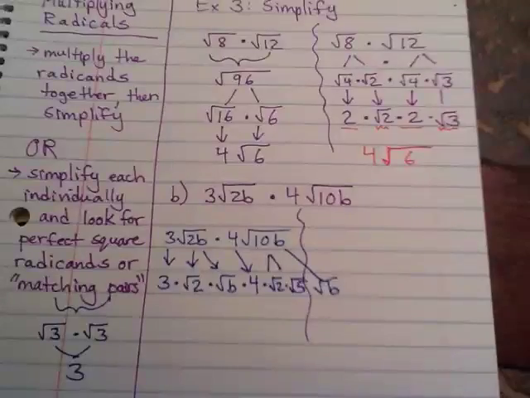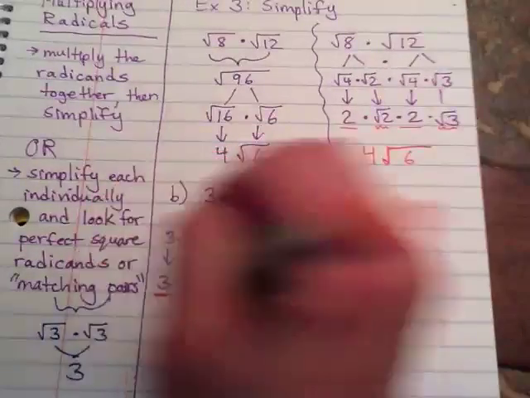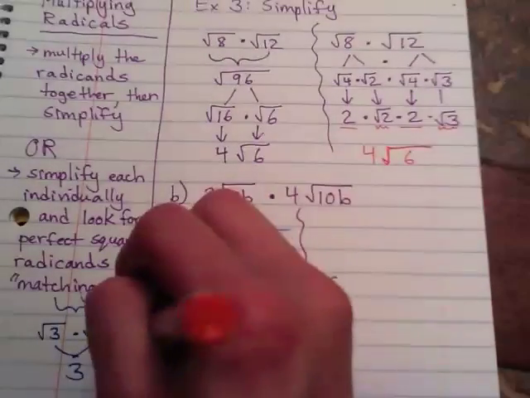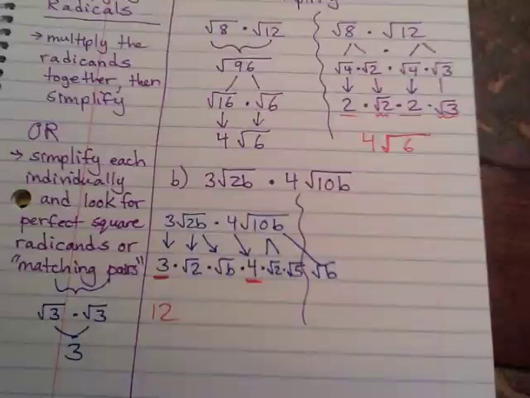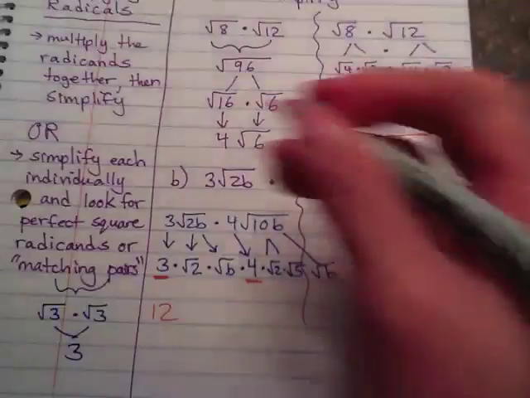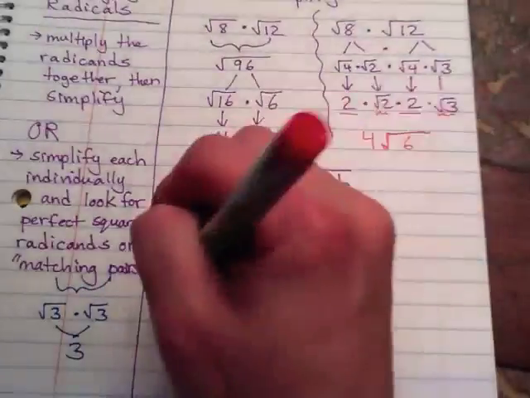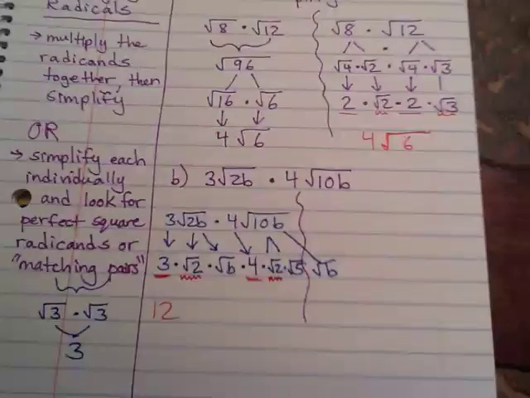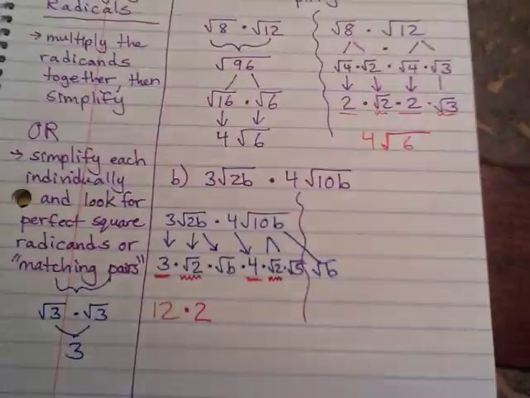So now you want to go through and look for things on the outside of the radical already. So we have 3 and 4. So 3 times 4 is 12. Then you want to look for matching radicands, matching pairs right here that are going to become one of that number. There's a square root of 2 and there's a square root of 2. So that would be the square root of 4, which is 2. So 12 times 2.